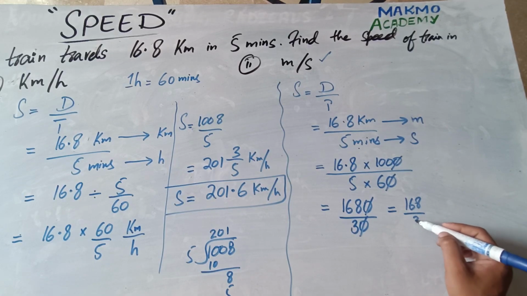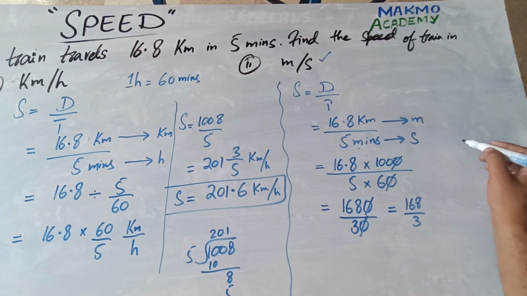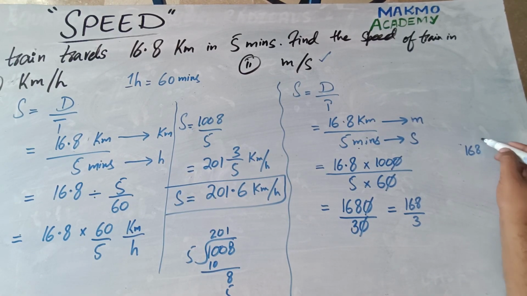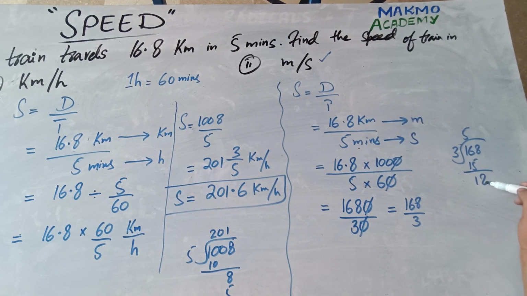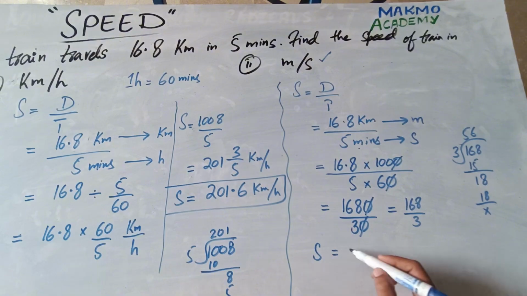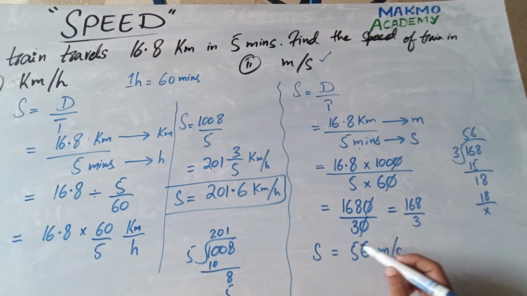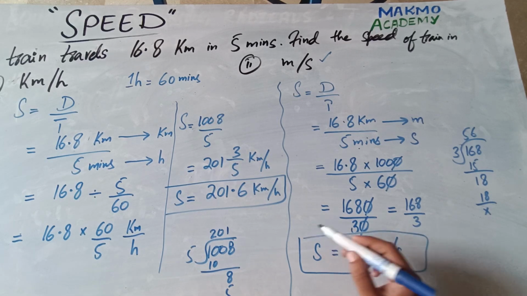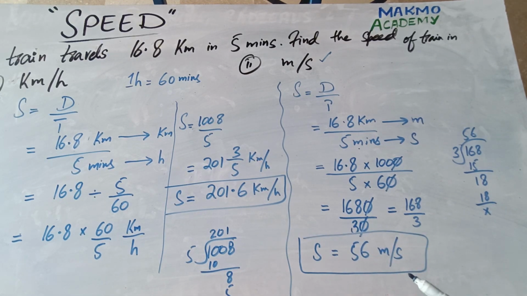168 upon 3. Now we will see whether 168 is divisible by 3 or not. 168 upon 3. 3 5s are 15. So 1 is remainder. 8 will be brought down. 3 6 are 18. So the final answer would be speed is equal to 56 meters per second. So this is how we can convert different units of the speed into another units of speed.